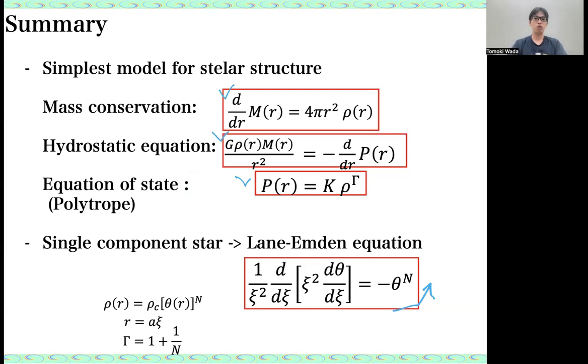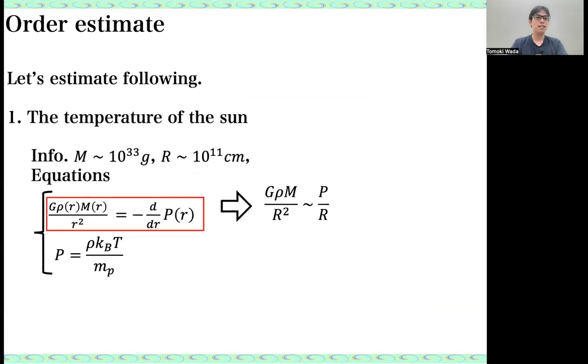Okay, here is a summary of these 2 slides. And here is your homework for this movie. In this movie, I introduced 3 equations, and using those equations and order estimates something like this, you can calculate the temperature of the sun using these 2 pieces of information and these 2 equations. Please do it by yourself.